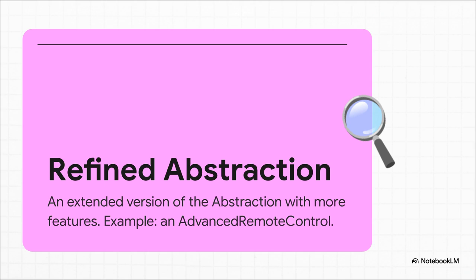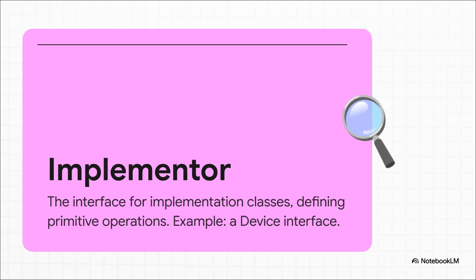For instance, you could have an advanced remote control that adds a mute button. Notice this whole remote control hierarchy has absolutely nothing to do with the devices it's actually controlling. It's totally separate. Now let's walk over to the other side of the bridge. This is where we find the implementer.